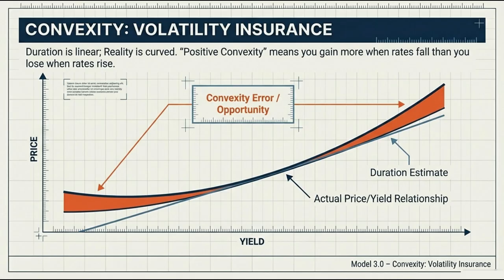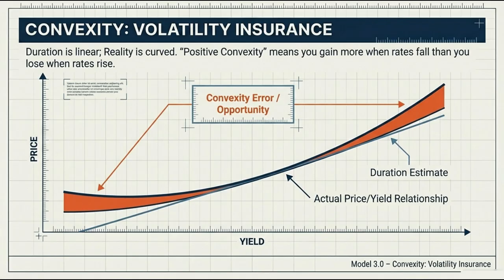Exactly. Think of the price curve as always bowing slightly upward. This convexity provides intrinsic value, especially in volatile markets. If rates are fluctuating wildly, a high convexity portfolio will consistently outperform a portfolio with low convexity. Why is that? Because those favorable asymmetric gains when rates decrease accumulate faster than the losses when rates increase.